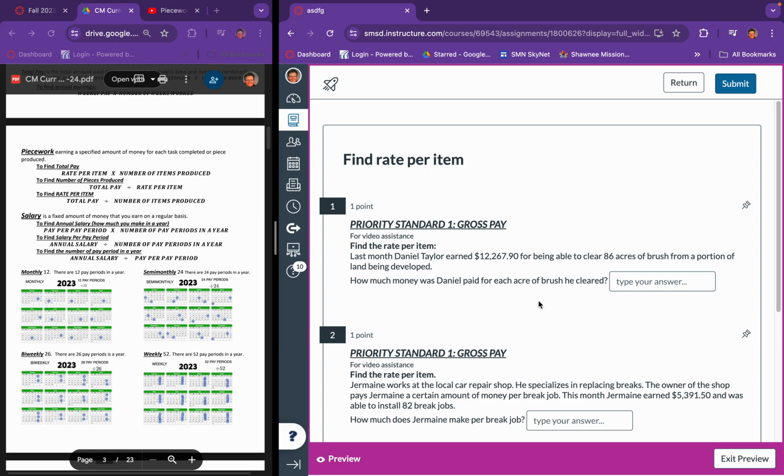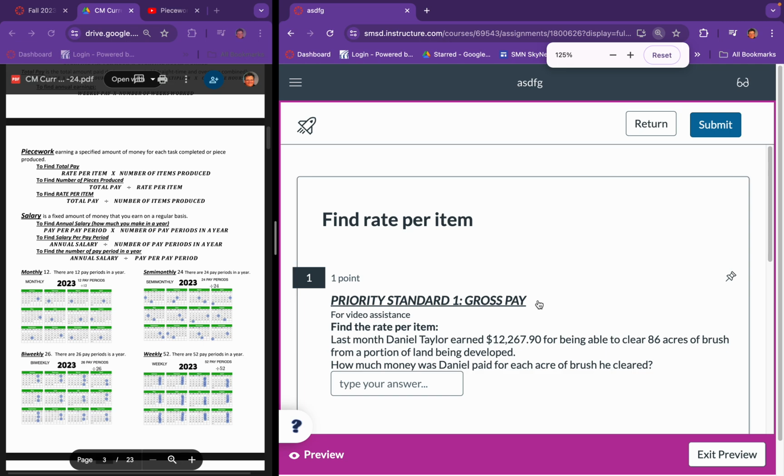So if we read our first question here, I'll make this a little bit bigger. It says that last month Daniel Taylor earned $12,267.90 for being able to clear 86 acres of brush from a portion of land being developed. How much money was Daniel paid for each acre of brush that he cleared? So he cleared 86 acres, and for clearing 86 acres, he was paid $12,000.